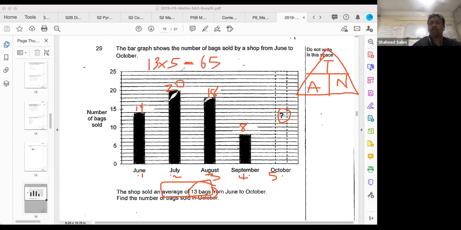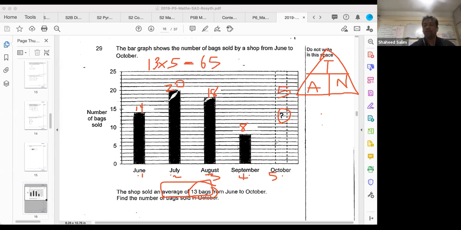You minus 14, minus 20, minus 18, minus 8. What do you get? Or you add all this up. 14 plus 20, 34. 34 plus 10, 44. 44 plus 8, how much? 52. 52 plus 8, 60. The whole thing from here to here is 60. How much is this? 65 minus 60, you get 5, only 5.